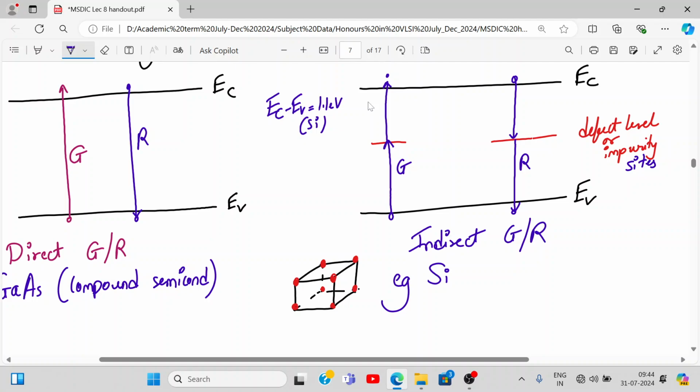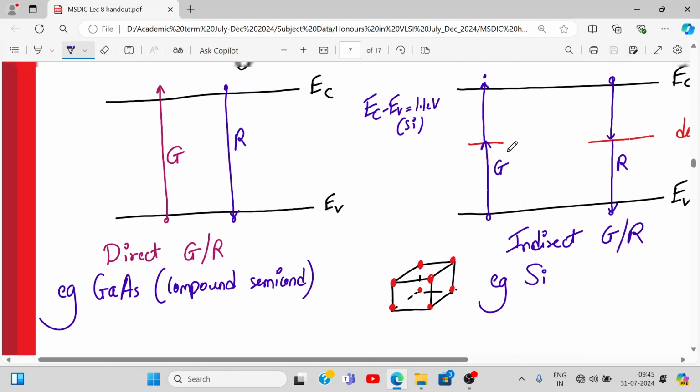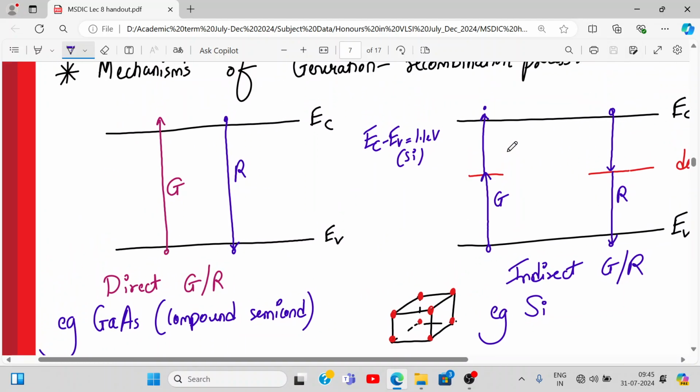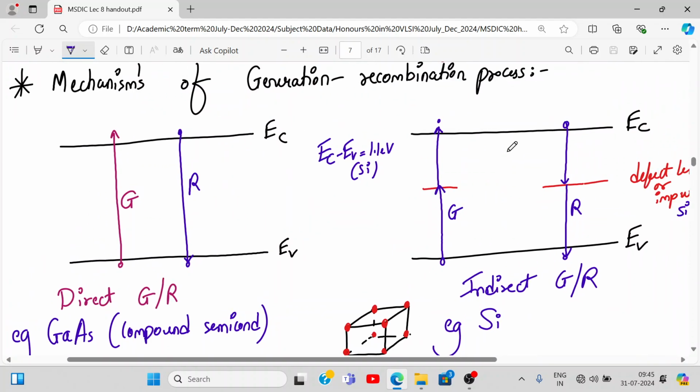So near a certain defect or an impurity level within a semiconductor, if an electron and a hole meet, recombination will occur. Now I'll show you the difference between direct and indirect. Let's discuss the difference between direct and indirect bandgap semiconductors. Now you understood a little bit of the concept of direct and indirect generation and recombination. Now we'll understand what we mean by direct and indirect bandgap semiconductors. Completed this much?